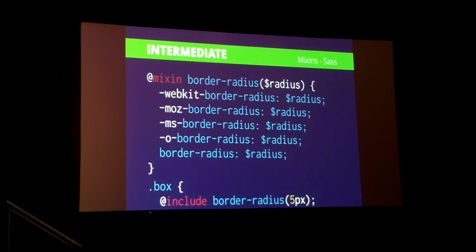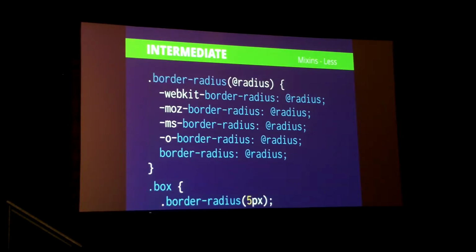And then to call that down below, you just do add include, whatever the mix-in name was. In this case, it's border radius. Put in the pixels, and we get a nice little simple mix-in.